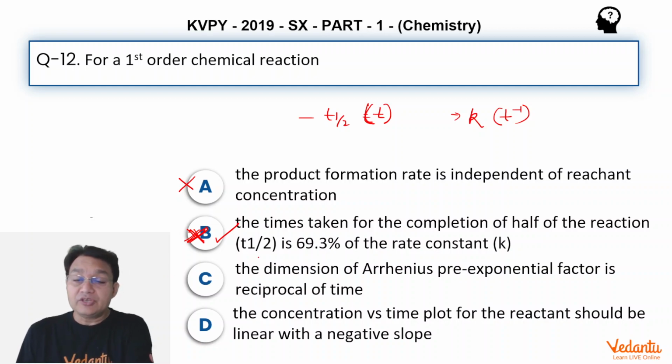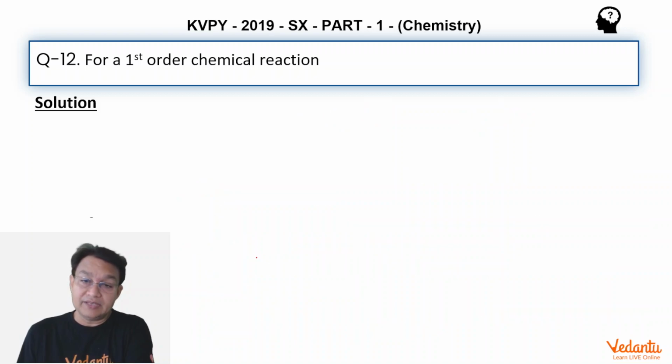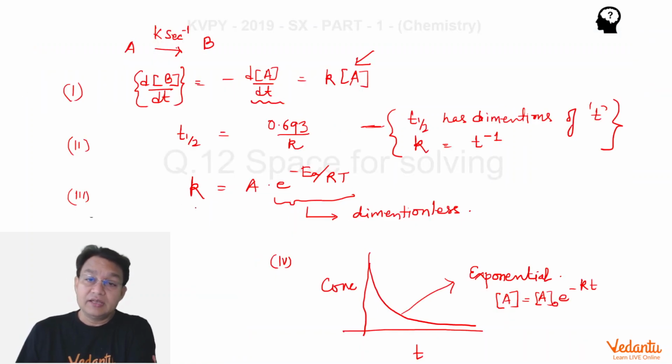The third option is that the dimensions of the Arrhenius pre-exponential factor are reciprocal of time. This is the correct option because we know that k is equal to A e to the power minus Ea by RT, and this e raised to the power minus Ea by RT is a dimensionless number because Ea has a unit of energy, RT has a unit of energy. So of course e raised to the power minus Ea by RT is a dimensionless number. So we are left with only A.